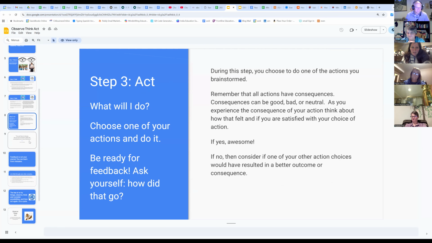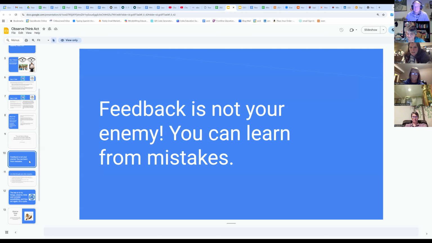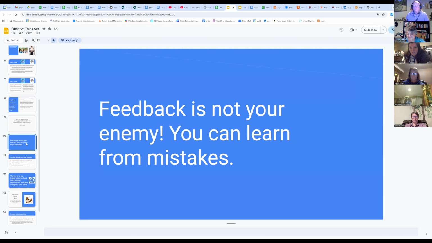I just had a couple more slides with quotes, but I think this one connected a lot to that slide. I love that quote. In Love and Logic, they say you're free to choose, but you're not free from the consequences of your choice. I looked up that quote, and this is who it's attributed to. Then I'm just trying to get him to see that feedback is not a bad thing. As a teacher, you're going to get correction, don't be afraid of it. You can learn from mistakes and go through this process of looping again.